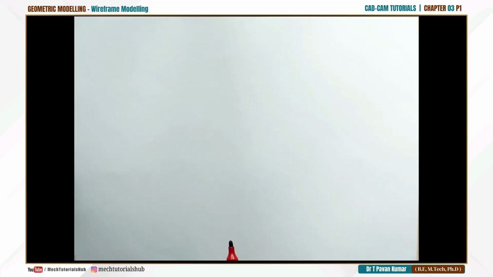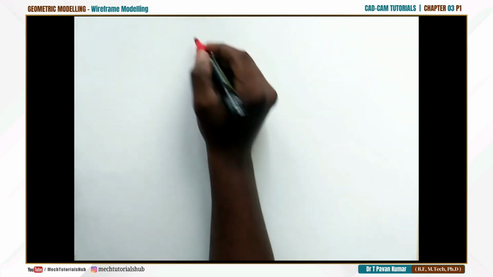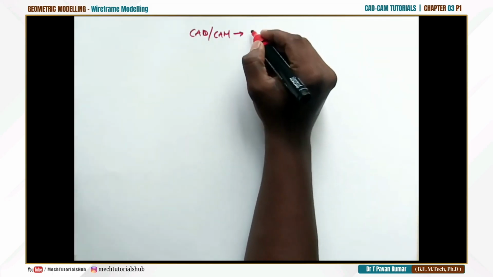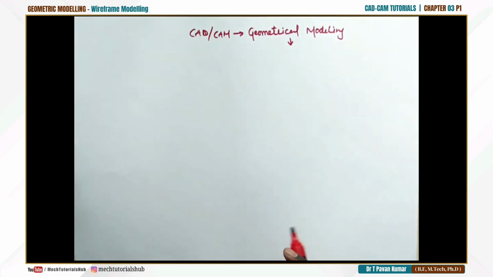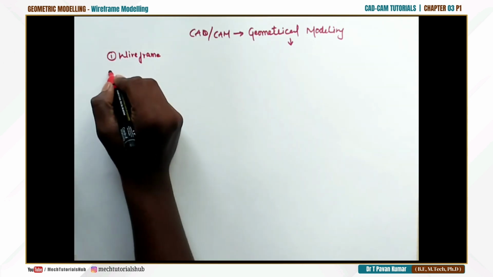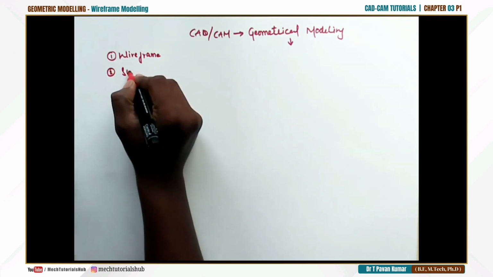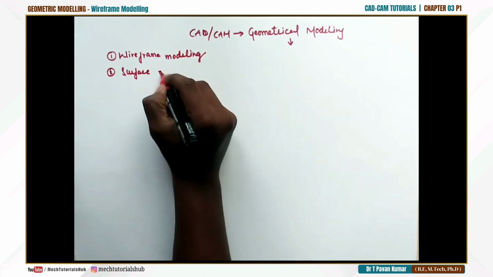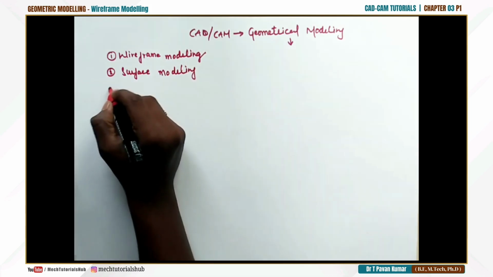Hello friends, in this video lecture of CAD CAM, we'll discuss geometrical modeling. Geometrical modeling is of three different types. Number one is wireframe modeling, number two is surface modeling, and number three is solid modeling.